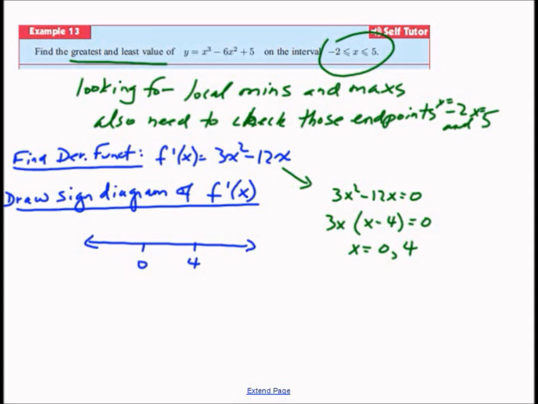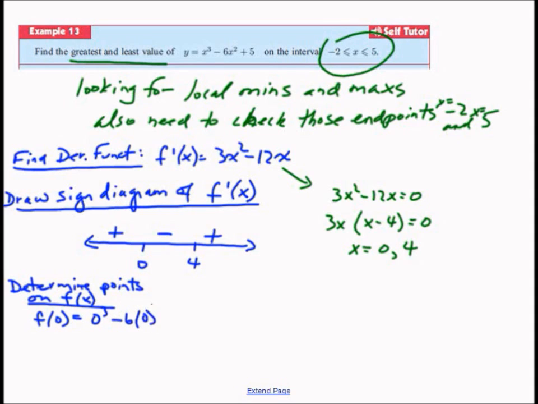We can test some values in each of these intervals, or we can look at what the function is. It's a quadratic, so we know that it's positive, negative, positive, because it opens up. Determine the actual points on f of x. So f of 0 is 0 cubed, subtract 6 times 0 squared plus 5, which is 5. So we have this point 0, 5.